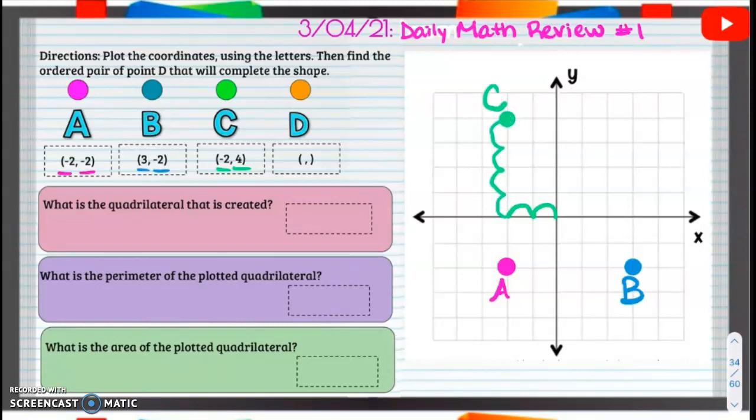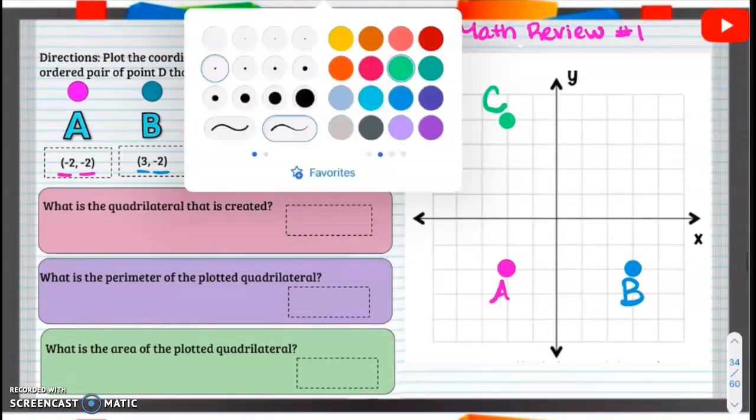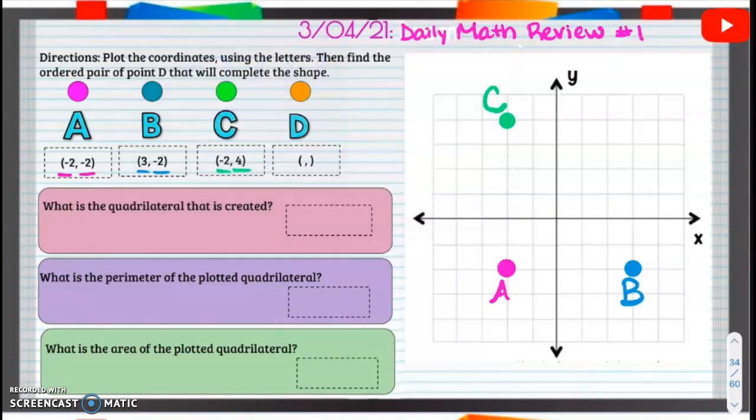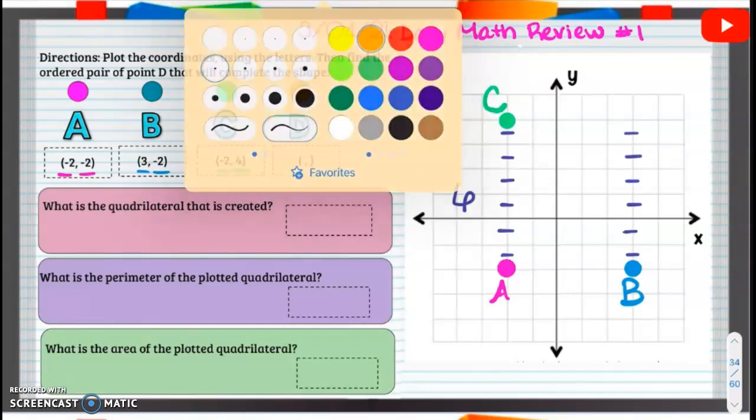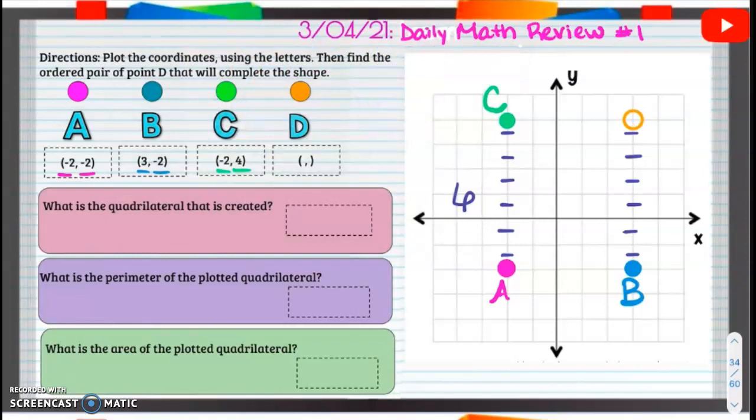Now, where do we think D is going to go? I can give you a hint. Let's figure out how far away A to C is. 1, 2, 3, 4, 5, 6. If that's 6 units, then it'll be 6 units away from B. 1, 2, 3, 4, 5, 6. So letter D is going to go up here. And let's see what that ordered pair is going to be.